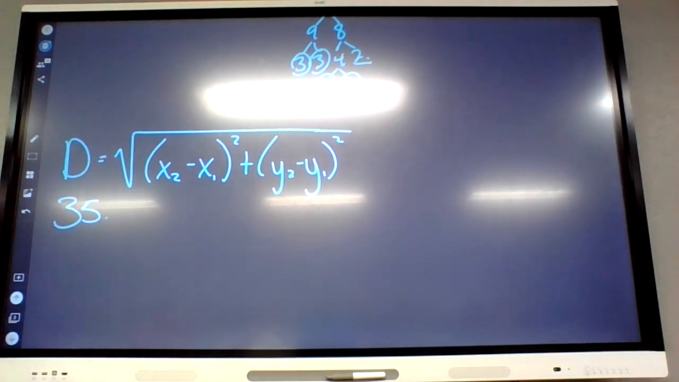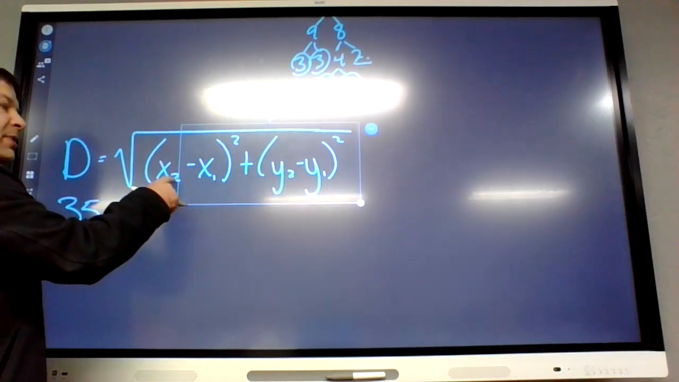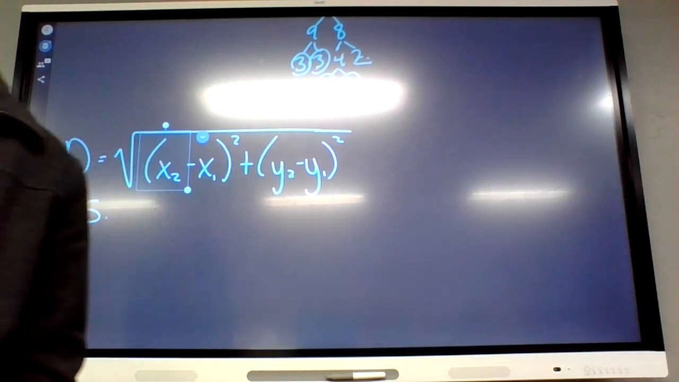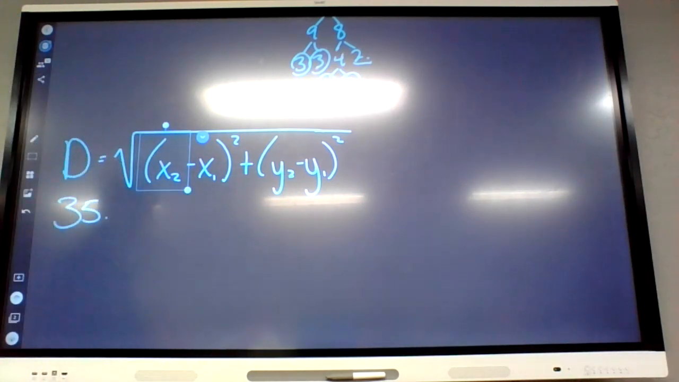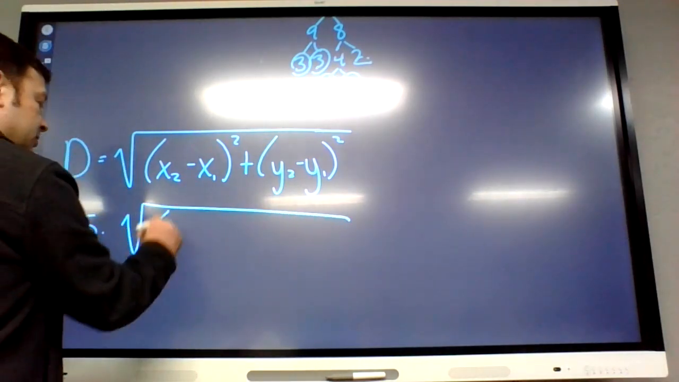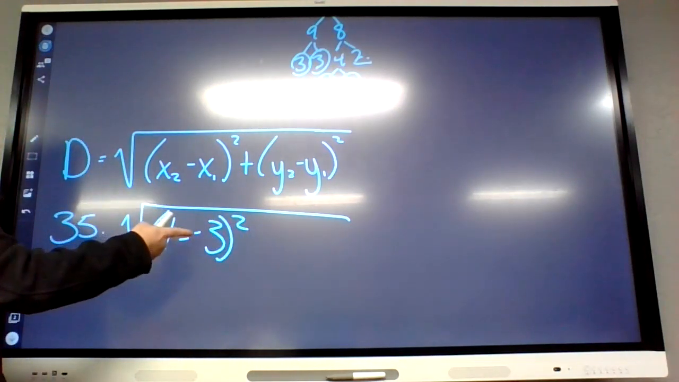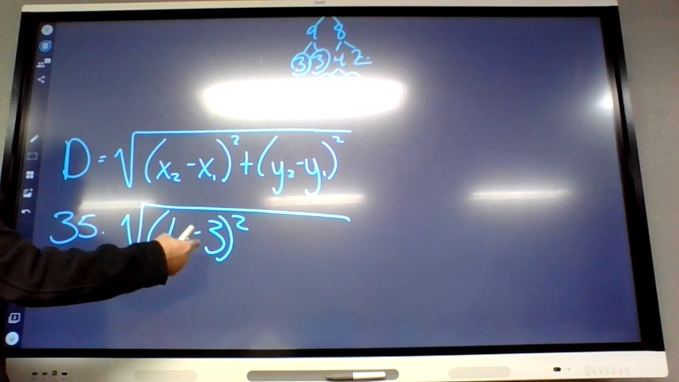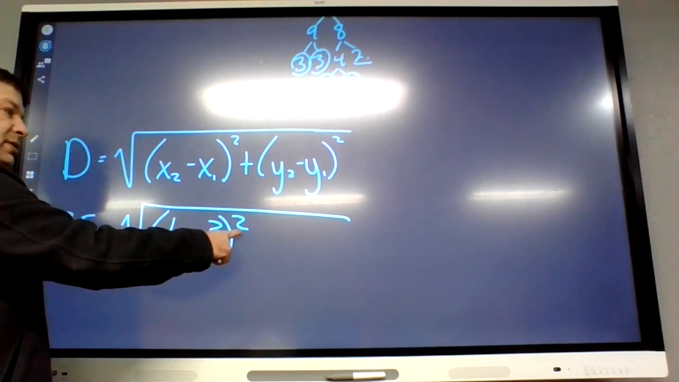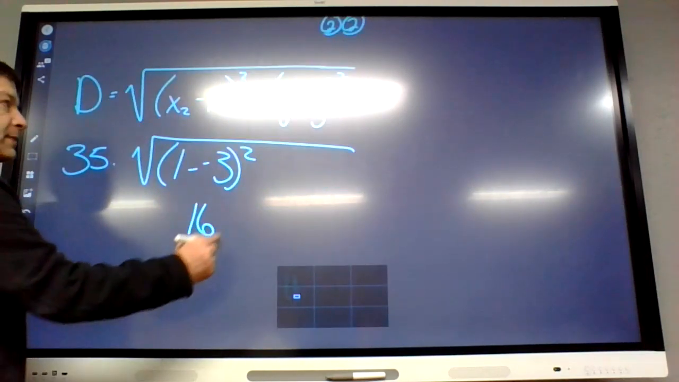After you use it a few times, it's not that. These little twos and ones, I don't always write them in there, but it just means like the first and second x. Okay, so on 35, the first and second x are 1 and negative 3. So it's 1 minus negative 3 squared. The order actually doesn't matter because 1 minus negative 3 is 4, negative 3 minus 1 is negative 4. But when you square it, it all comes out as 4 squared, 16.